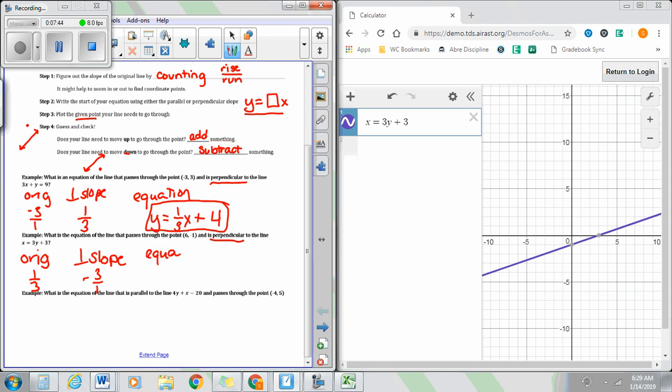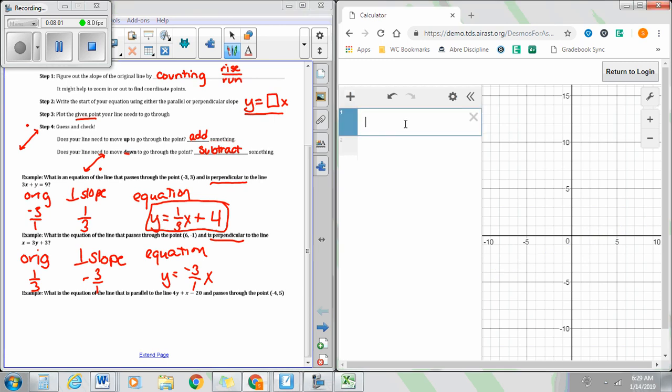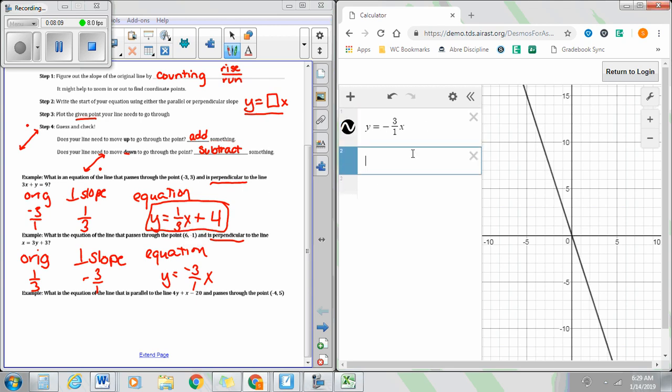So my equation will be y equals negative 3 over 1. I got to say, I am not a fan of reducing fractions. Feels like a good place to make mistakes, so I just leave them alone. Y equals negative 3 over 1x. And then I notice that it has to go through the point 6, negative 1. So if I type that in.